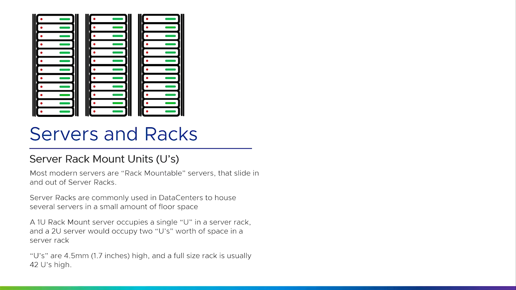A 1U rack mount server occupies a single U in a rack, and a 2U server, it makes sense, would occupy 2 U's worth of space in a server rack. A U is 4.5 centimeters or 1.7 inches high, and a full rack is normally 42 U's high.